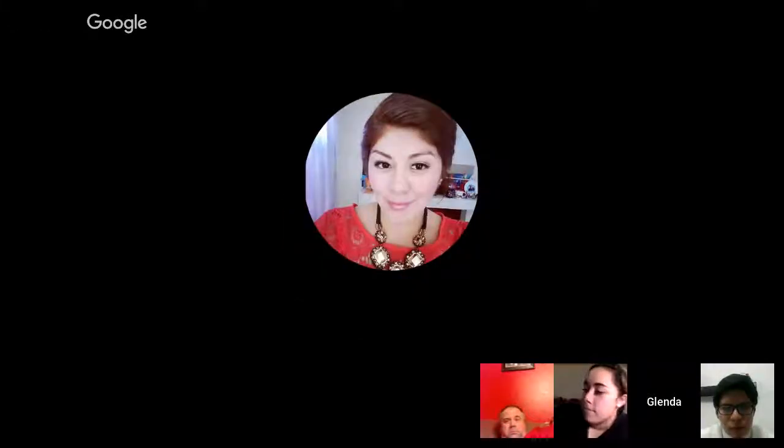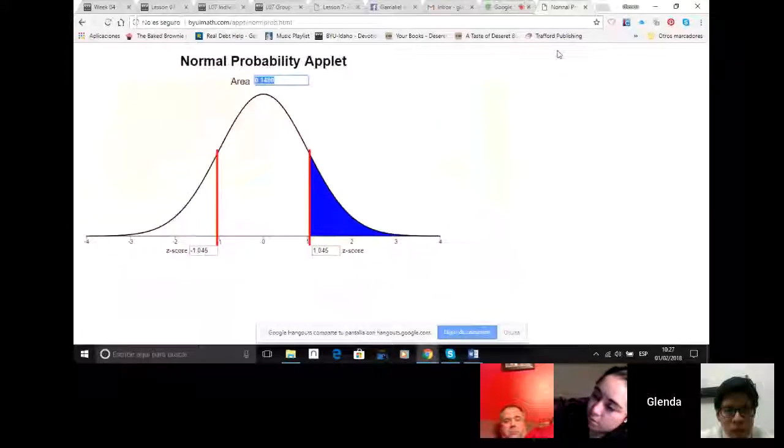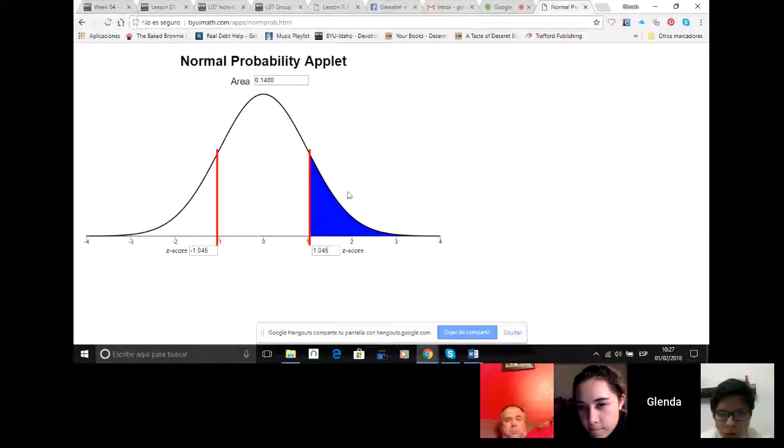Okay, here. Only select this part. So you got the number. Okay, 0.148. Only select this part. Can you see it? Yes. Okay, yeah, but on the Z-score, you have to put in the Z-score we got in number 6. So okay, 1.045, and you're going to get the area, which is 0.148.